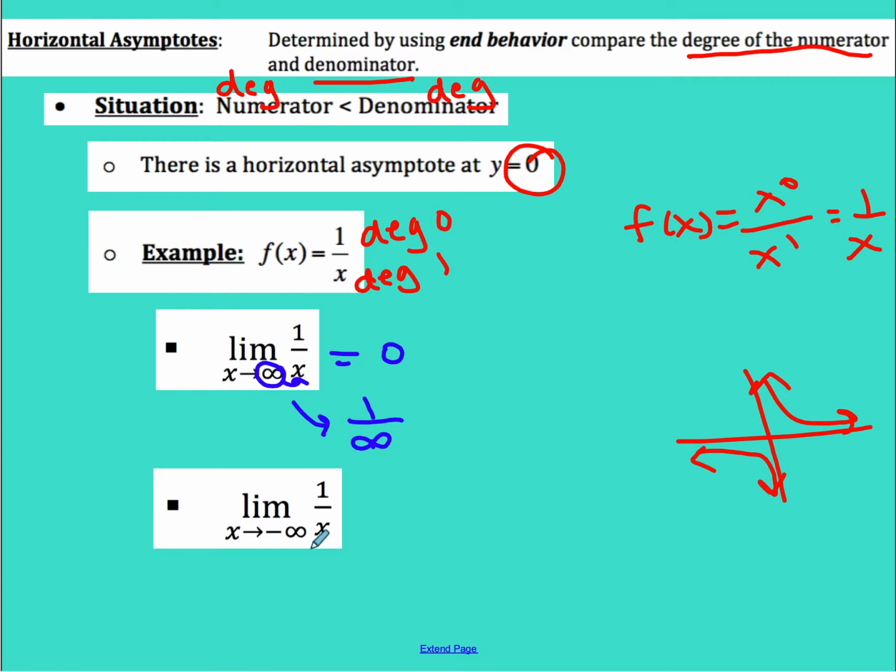Same thing here. If we're going to negative infinity, we would just be approaching 0 from the bottom side, the negative side. So that is 0.